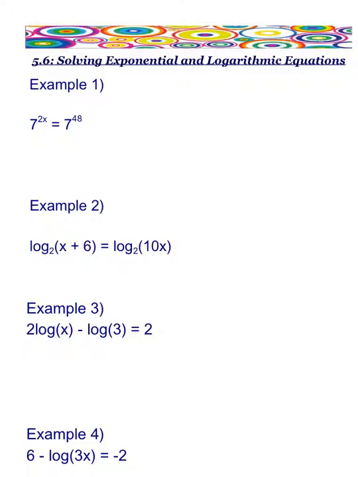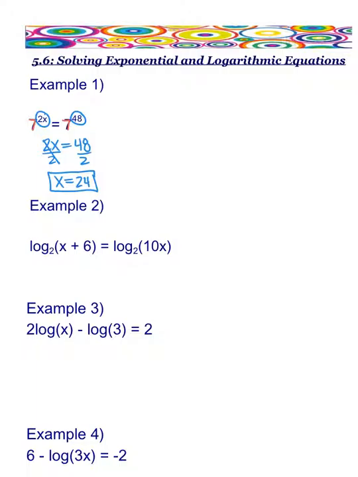So example 1, we have 7 raised to the 2x equals 7 raised to the 48. So here we have an exponential equation. And this one's not going to be too bad because I notice that each side has the same base. And if 7 raised to the 2x is equal to 7 raised to the 48, well then that means those exponents have to be the same, and 2x has to be equal to 48. So all I'm going to have to do is divide by 2 and see that x is equal to 24.